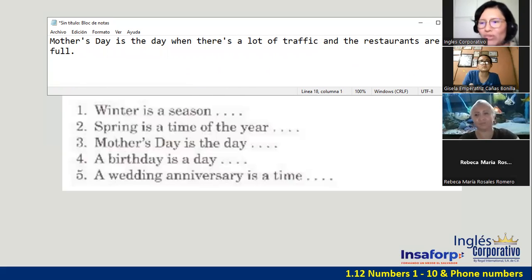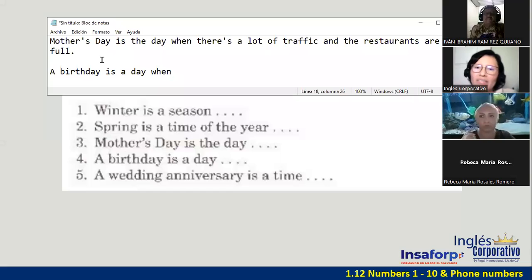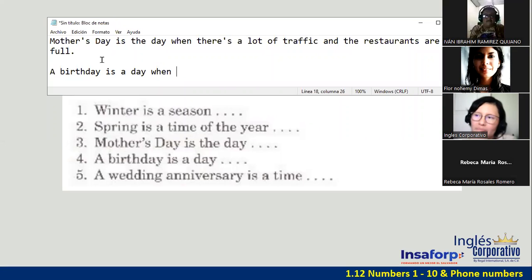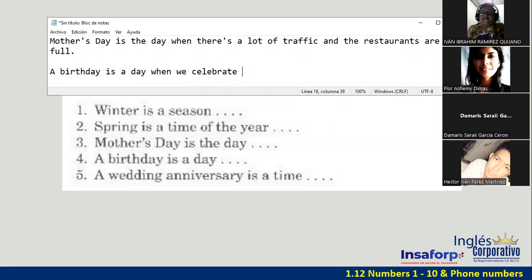What about this one? A birthday is a day when? Iván y luego Flor. A birthday is a day when we celebrate with our sons and relatives a big dinner, a rich dinner. Okay, a birthday is a day when we celebrate with our family with a delicious dinner. Okay, very good. Thank you.